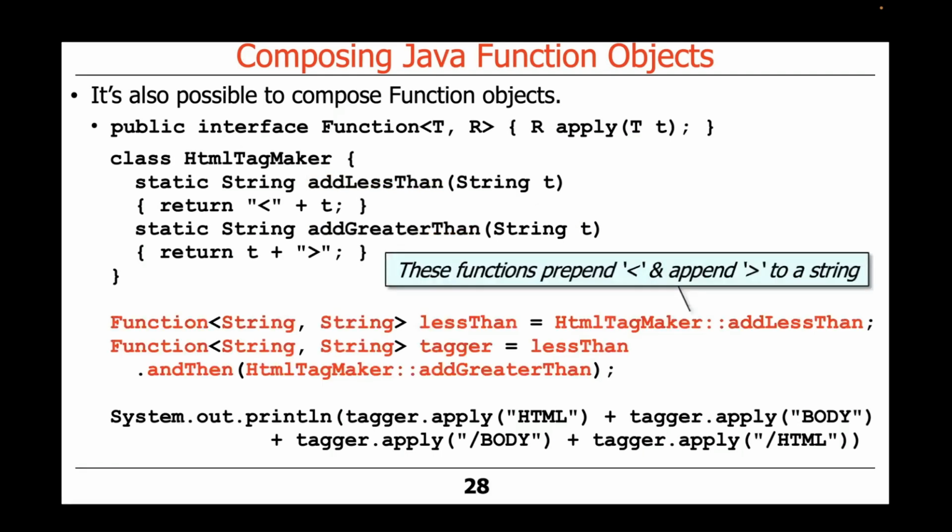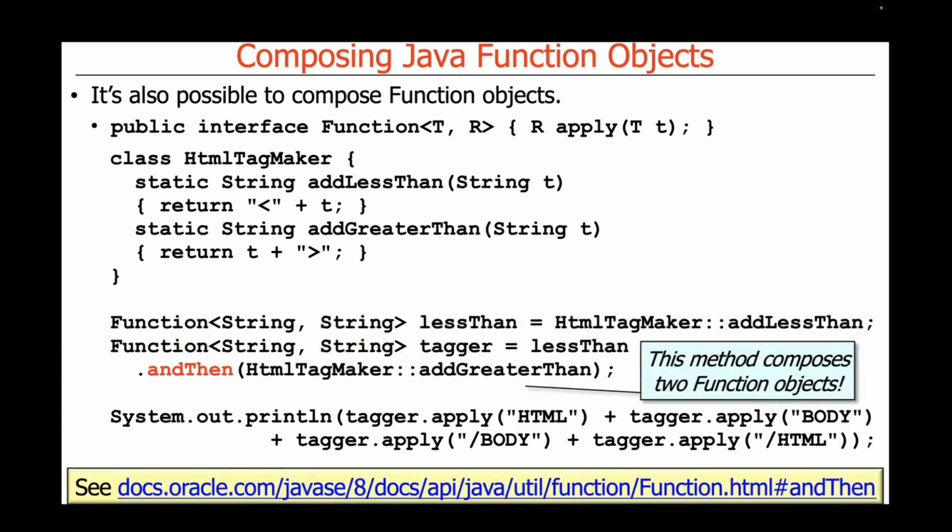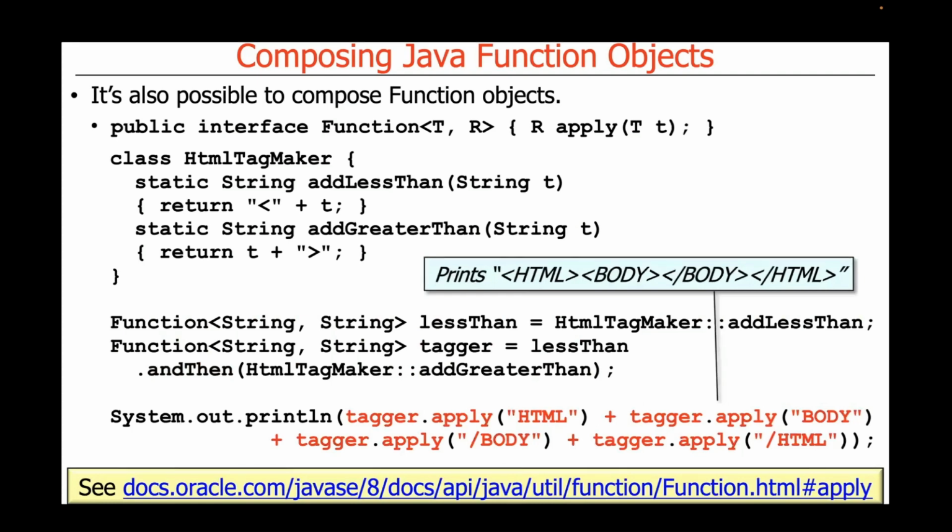And then we're going to define a couple of Java function objects. The first one is called lessThan, and you can see it maps String to String. And we give it the HTMLTagMaker::addLessThan method as the method reference. And then below that, we have another function called tagger. And tagger is going to take the lessThan function and then compose it with the addGreaterThan. When we compose these two things together with the andThen method, the andThen method is used to compose two function objects together. We can then call the apply method on the tagger. And as you can see here, that will print out the appropriately tagged strings.